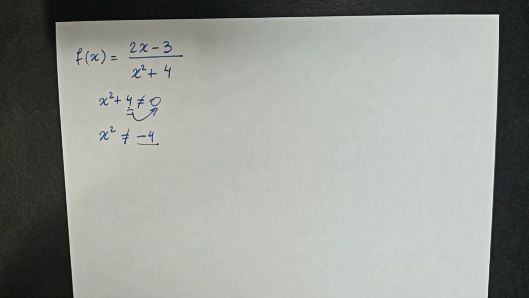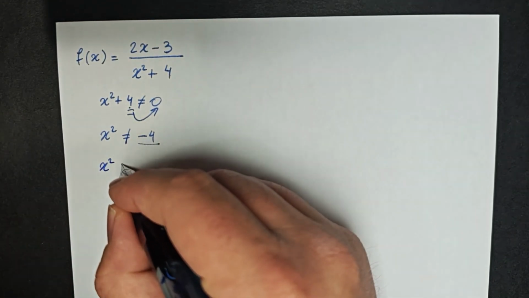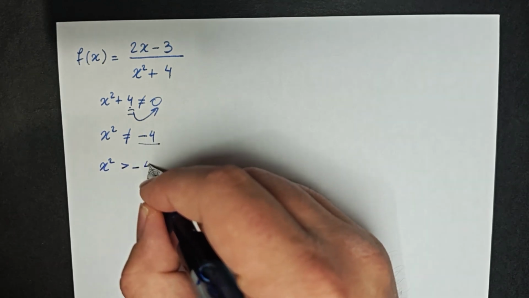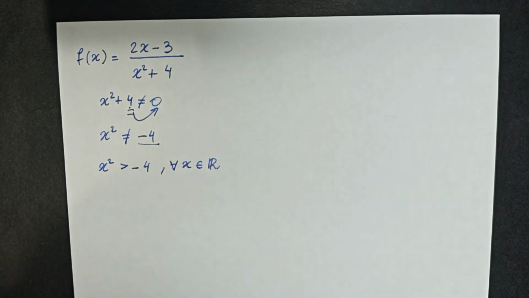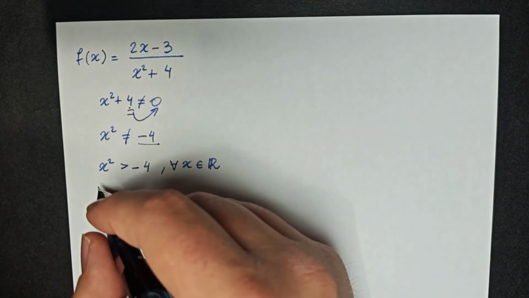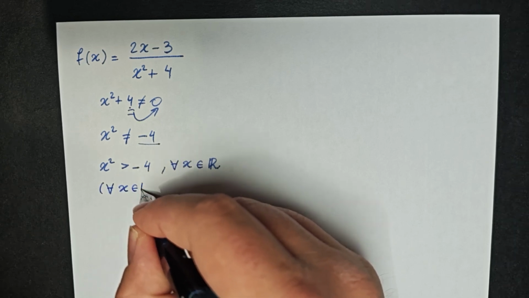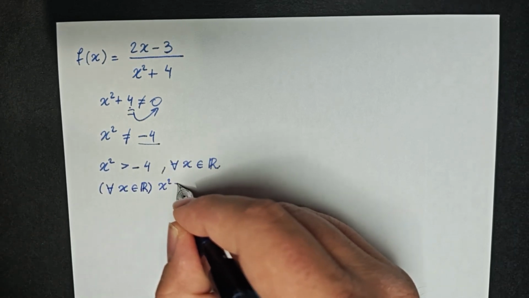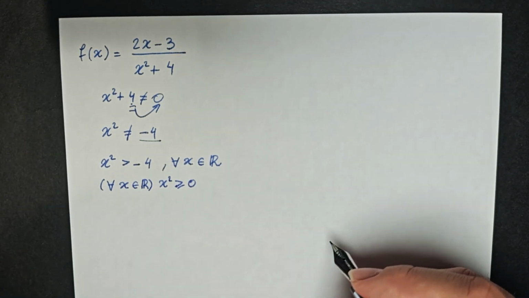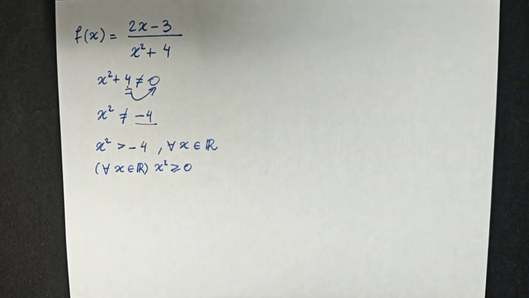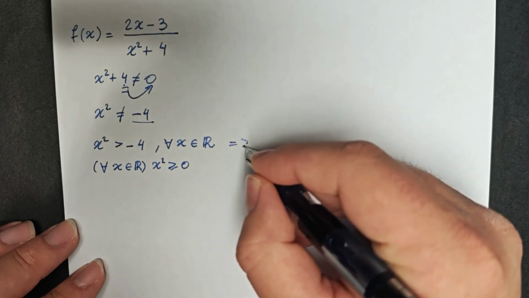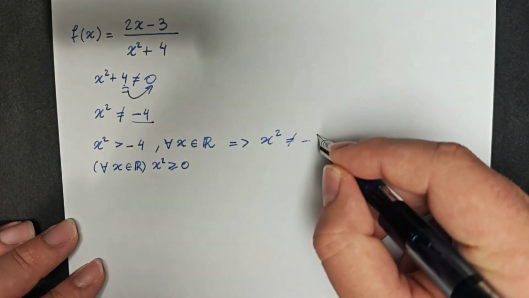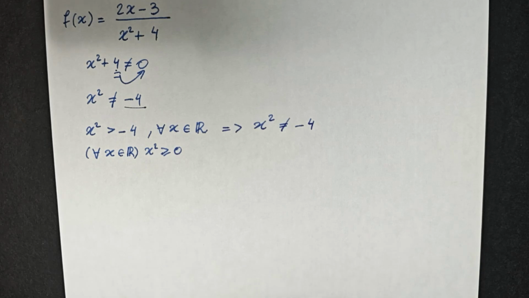And here is the catch. X squared is larger than negative 4 for all variable x's which are real numbers. As a matter of fact, for every x which is a real number, x squared is larger or equal to 0. Whenever you square a number, you are going to get a non-negative value. And this is how we get that x squared is always different from negative 4.